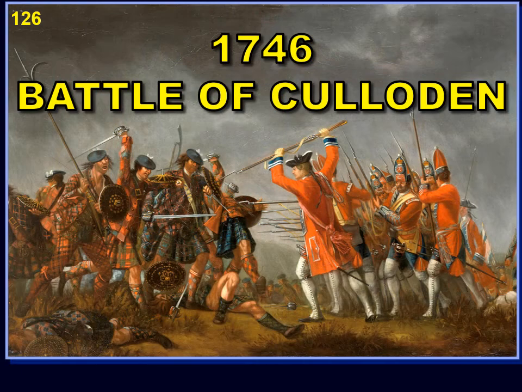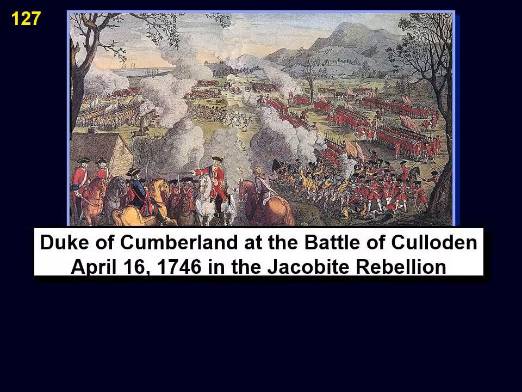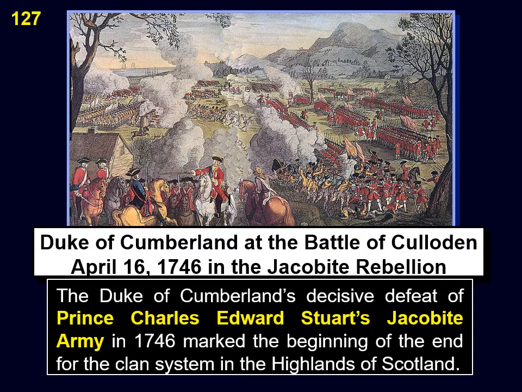The Battle of Culloden in 1746 was the final Jacobite rising and the last battle fought on British soil. The Jacobites were no match for the English army. The battle lasted just 1 hour, and the Scots army was brutally defeated. The Duke of Cumberland's decisive defeat of Prince Charles Edward Stuart's Jacobite army in 1746 marked the beginning of the end for the clan system in the Highlands of Scotland.